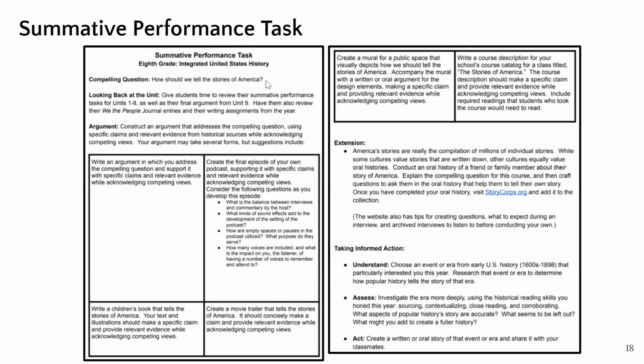So in this final summative performance task, students first are asked to review the prior unit summative performance task. So looking back at their arguments along the course, and then to craft an answer to how we should tell the stories of America. There's a variety of different ways suggested for students to make that final argument. You're not limited to these, but some of the suggestions included are an essay, a podcast, a children's book, a movie trailer, a mural, possibly a course description for the school's course catalog. But we really want students to think about this authentic question: how should we tell the stories of America?